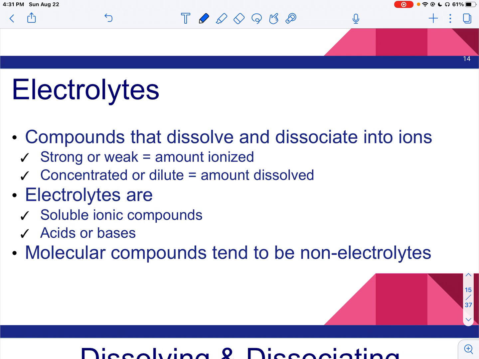So soluble ionic compounds and acids or bases. Now, strong or weak just means how much is ionized. Okay, so if we say it's a strong acid, that means it's all ionized, and we'll talk more about that in Unit 3. If it's a weak acid, only some of it is. Concentrated or dilute, just how much of the solute you put into the solvent. Molecular compounds tend to be non-electrolytes. They don't dissociate, so they don't conduct electricity.